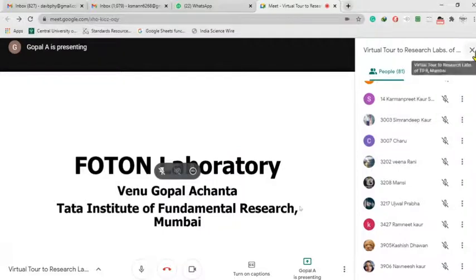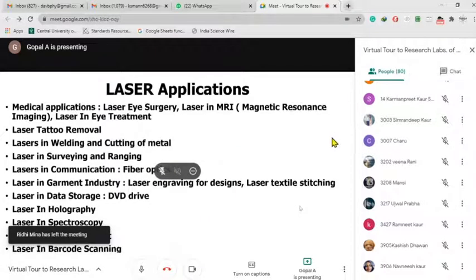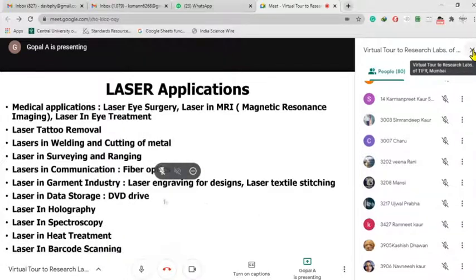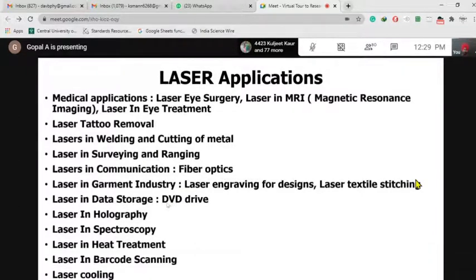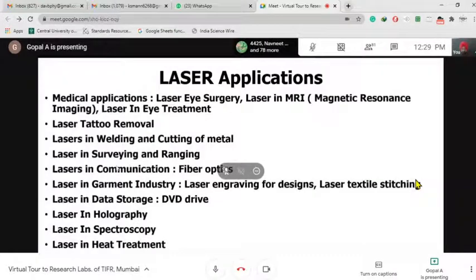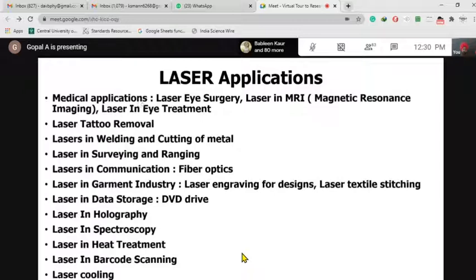Ours is basically a laser spectroscopy lab. Laser applications are everywhere in everyday life. For example, lasers are used in data storage, like all our DVD drives. In communication, for example fiber optics, all our mobile phones nowadays are based on fiber optic communication networks. People also use lasers for welding and cutting, diamond polishing, diamond cutting, and barcode scanning from the 1970s. Then lasers are used in heat treatment, spectroscopy, holography, and most importantly, medicine.